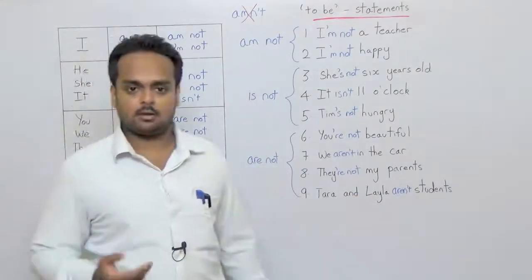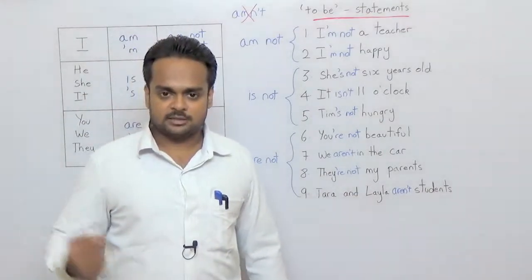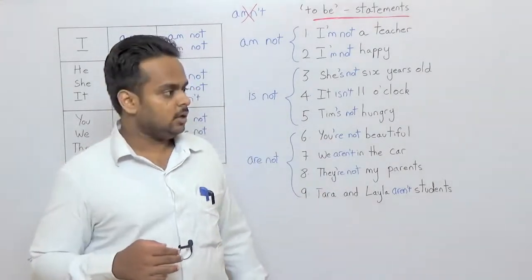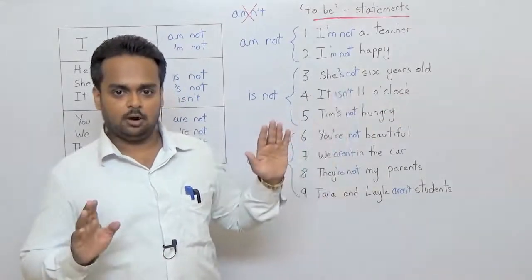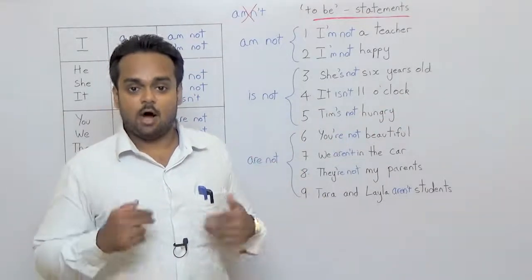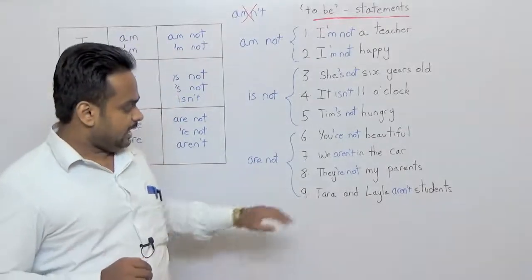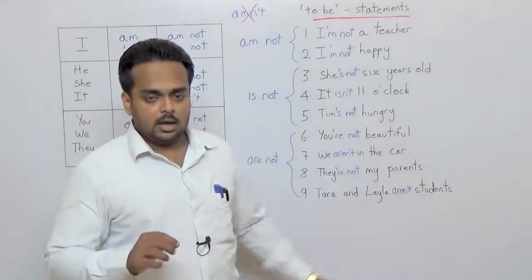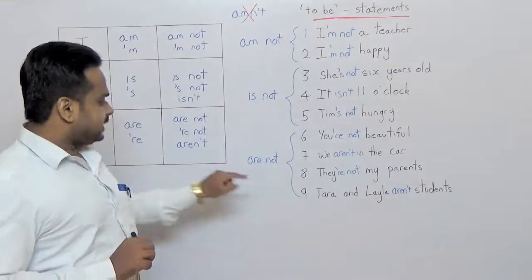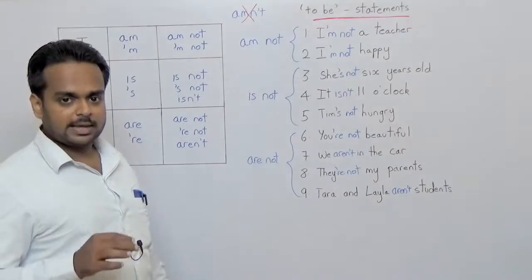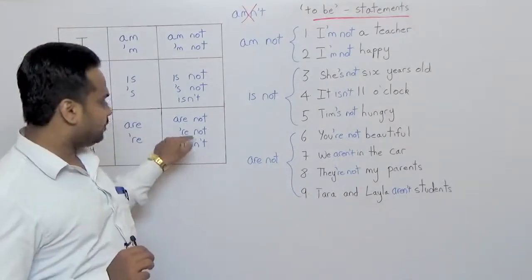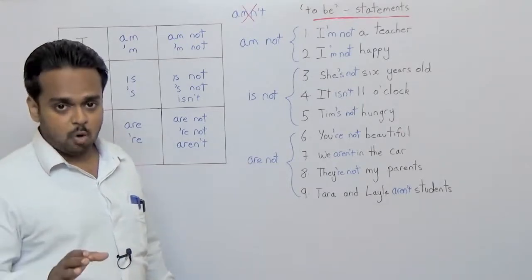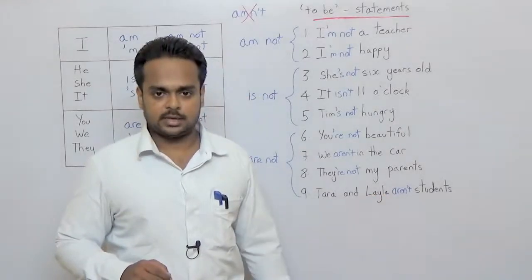Number 8, they're not my parents. So my friend asks me, "Hey, who are those people standing over there? Are they your parents?" I look and say, "They're not my parents. I don't know who they are." Okay. You can also say, "They aren't my parents." Now in this last example, Tara and Layla aren't students. You can only use aren't in this example. Because Tara and Layla are a plural, we cannot use apostrophe re and not. At least it's not very common to use that. It's much more common to use aren't in this case.